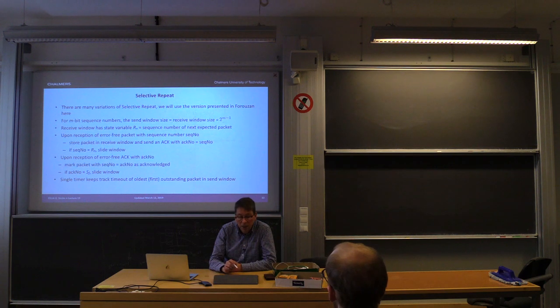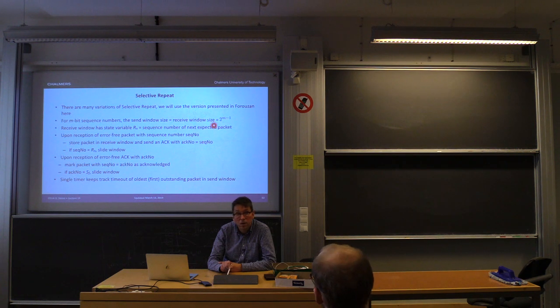For selective repeat, we have a send window and a receive window which are equally large, 2^(m-1). So if m is equal to 4, for instance, that is 2 to the power 3, so we have size 8 in both transmit and receive. Okay. Then the logic is slightly different here, and that has to do with the interpretation of the acknowledgement.